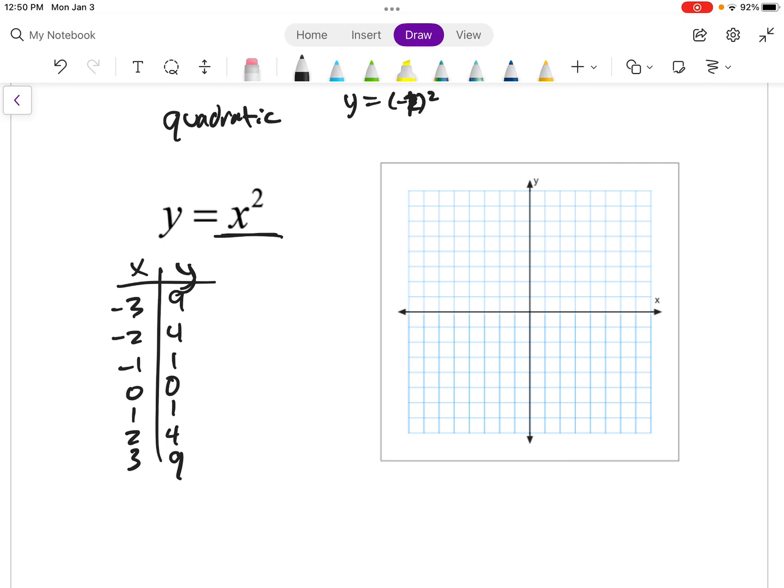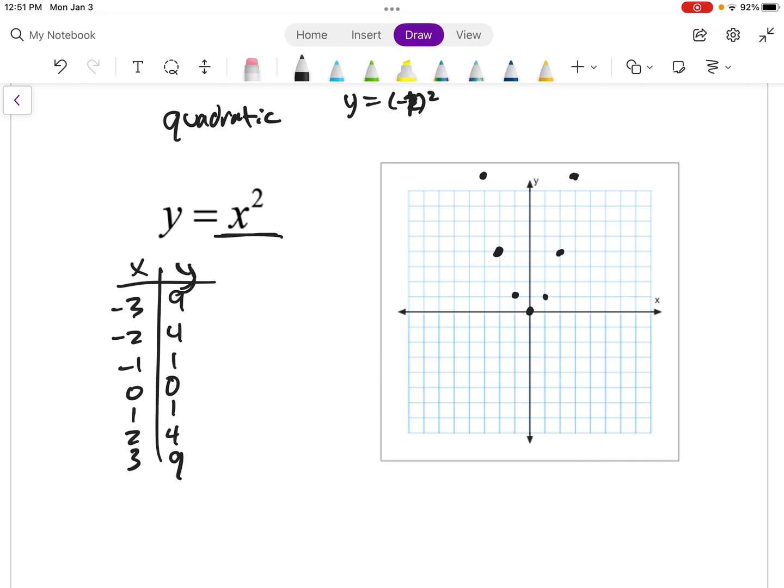Let's go ahead and put those points on the graph. So negative 3, 9. Mine only goes up to 8, so I'm just going to estimate where 9 would be. Negative 2, 4. Negative 1, 1. 0, 0. 1, 1. 2, 4. And 3, 9. Okay, so we get those points on the graph.